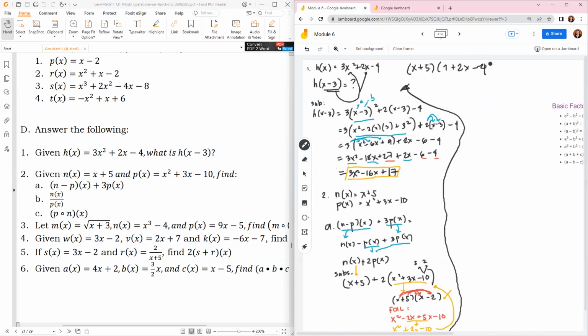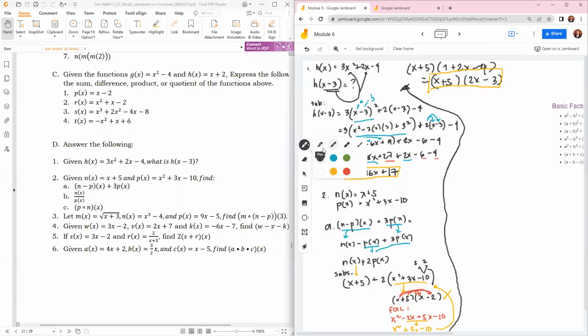Okay? That's correct. Then we try to group like terms. That would be x plus 5, and then we start with the variable: 1 minus 4 would be negative 3. So this is our final answer. Did you get it, guys?